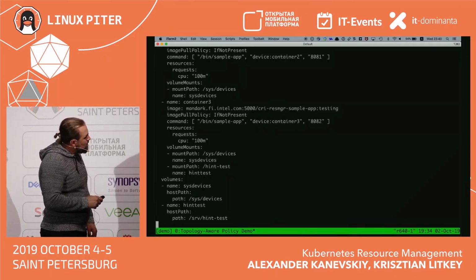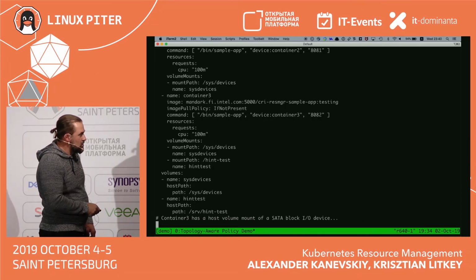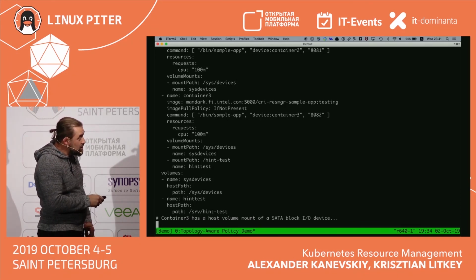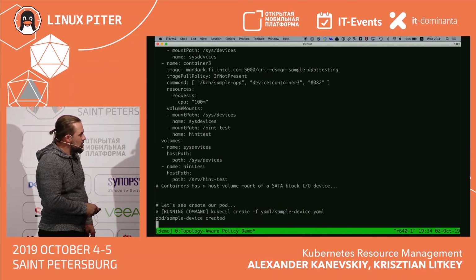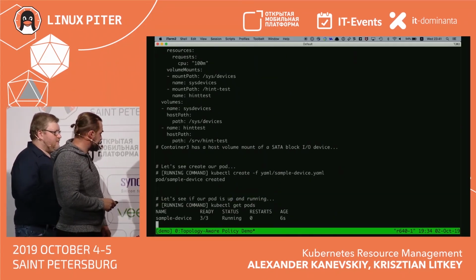So here is the YAML. So we have a host path, which is, as you can see, a SATA block I/O device. And we will see in the next one that it has NUMA node locality. So once we create it, we dynamically detect that it has NUMA node locality 0.